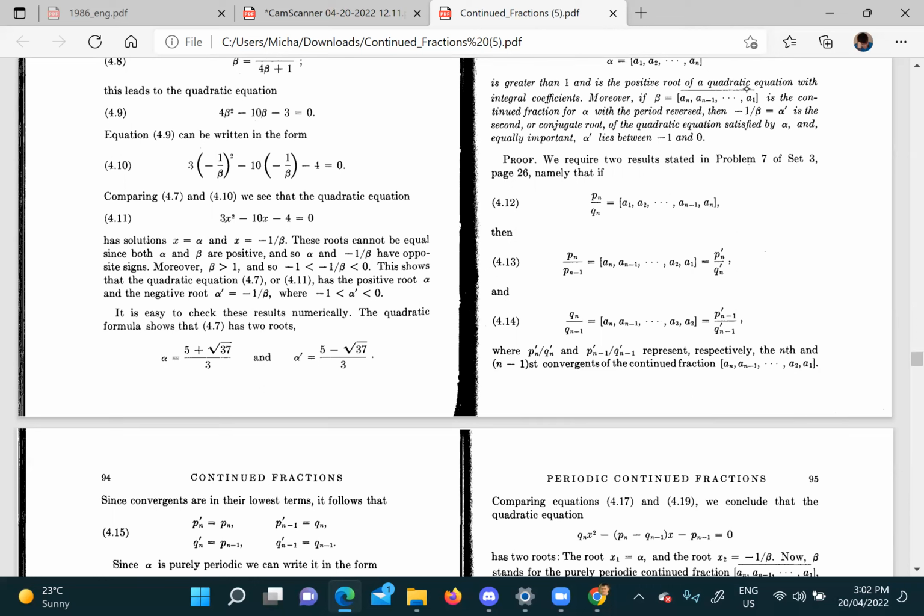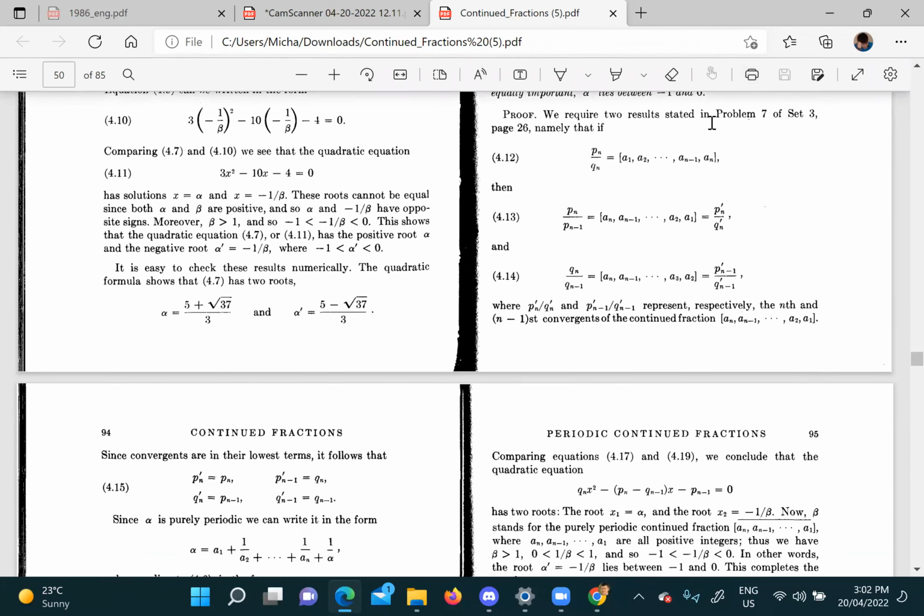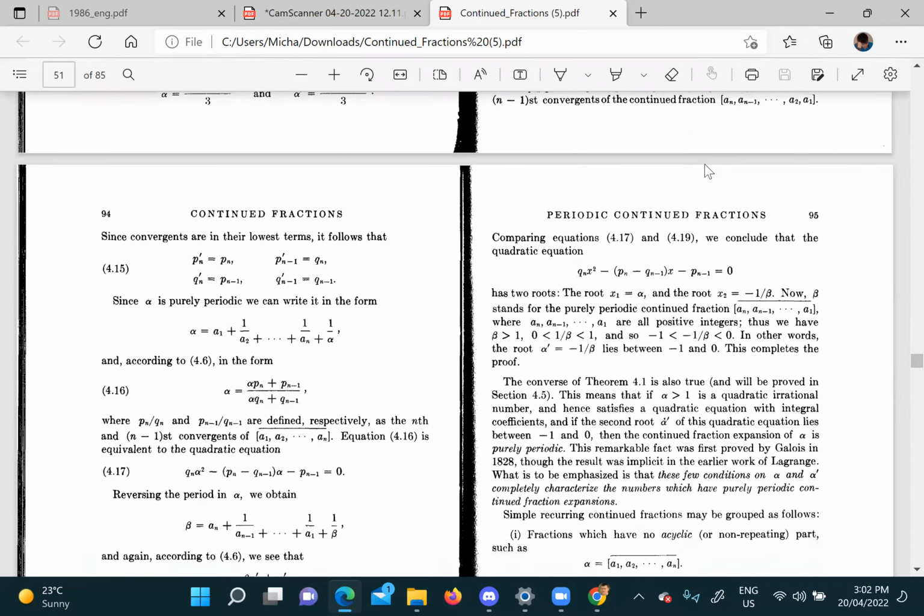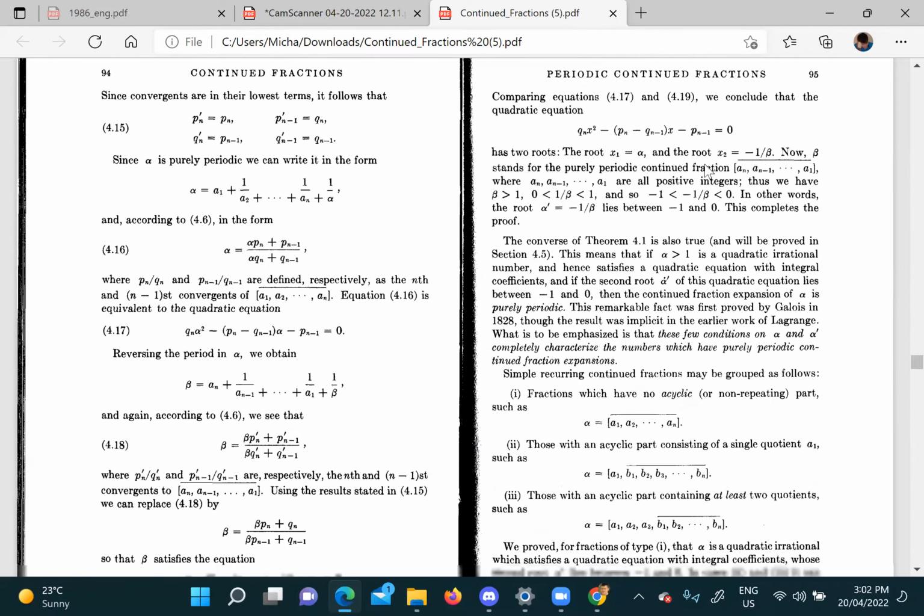I'm slightly confused. Slightly confused because it's infinite, right? So that's why they're taking the nth convergent. Since convergent is the last term.